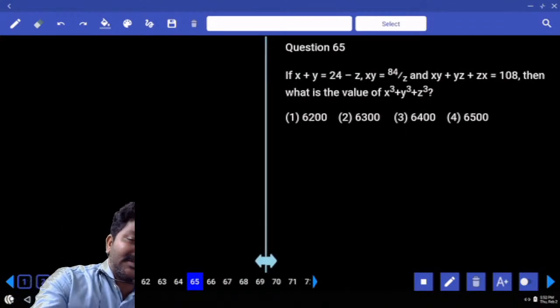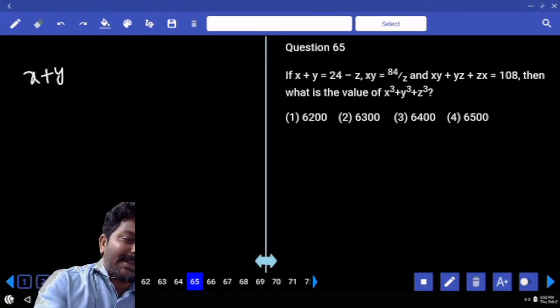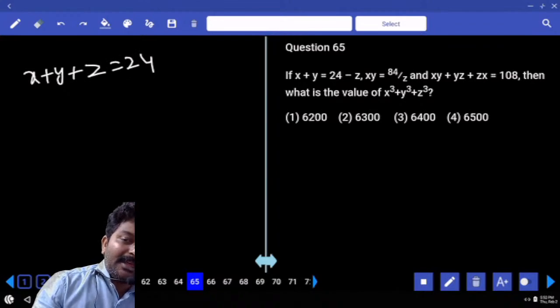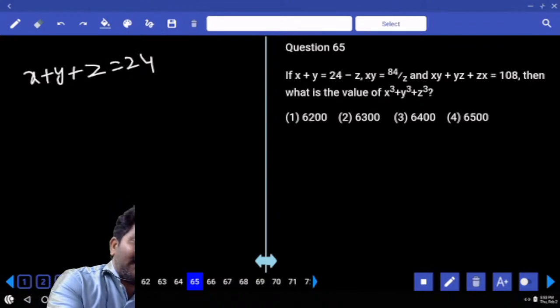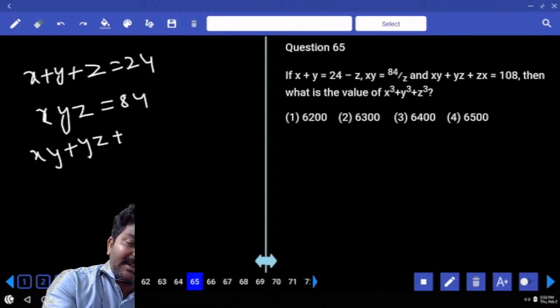You already know this. x plus y is equal to 24 minus z. That means x plus y plus z is equal to 24. xy is equal to 84 by z. Take z to the other side. xyz is equal to 84. And we also have xy plus yz plus zx is equal to 108.